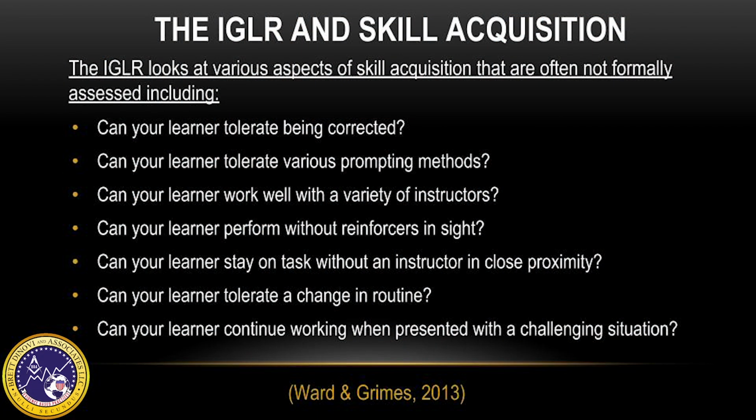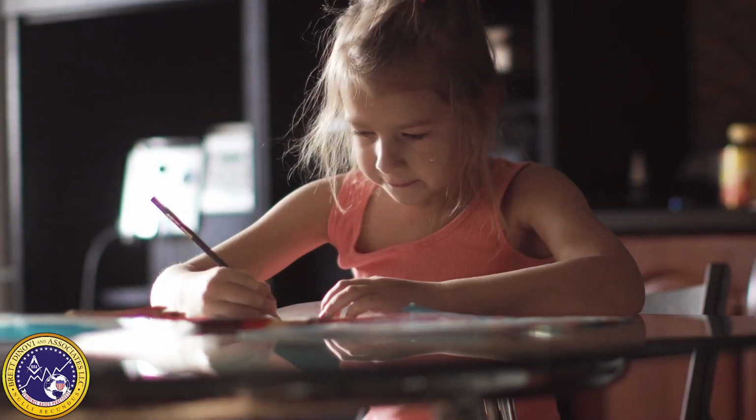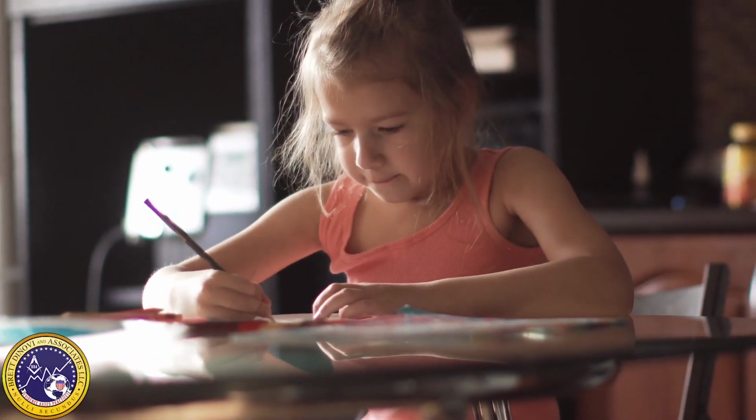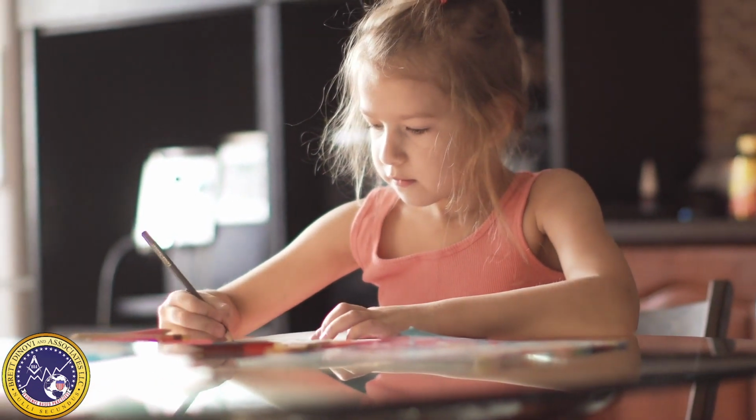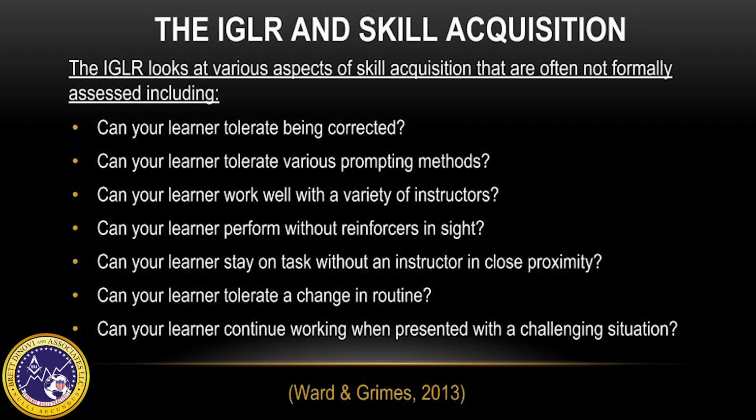The IGLR helps to determine how well your learner performs in a variety of settings and looks at various aspects of skill acquisition that are often not formally assessed. Some examples include, can your learner tolerate being corrected or tolerate various prompting methods? Can your learner work well with a variety of instructors? Can your learner perform without reinforcers in sight? Can your learner stay on task without an instructor in close proximity? Can your learner tolerate a change in routine? And can your learner continue to work when presented with a challenging situation?